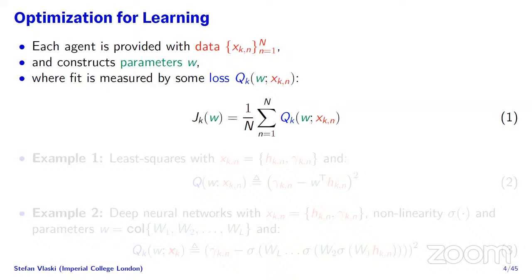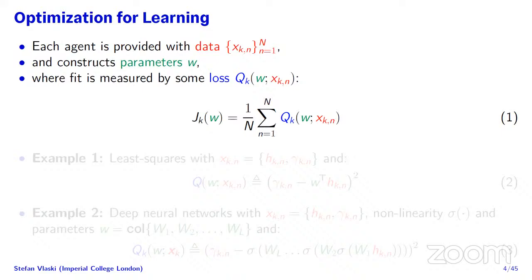So to this end, each agent is going to be provided with local data, okay? So that's X sub K and N. K denotes the agent and N is going to throughout denote the sample. And then each individual agent is going to wish to construct some sort of a parameter W, and we're going to measure the fit of that parameter through some loss function Q, okay? And we allow the loss function as well to be local, okay?